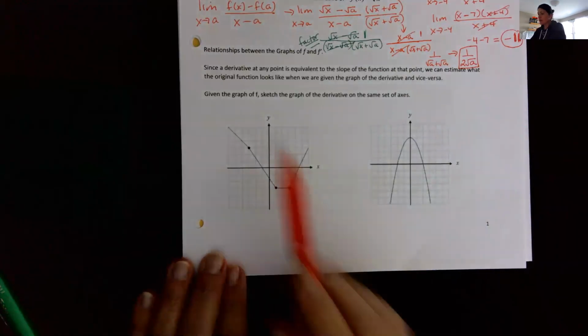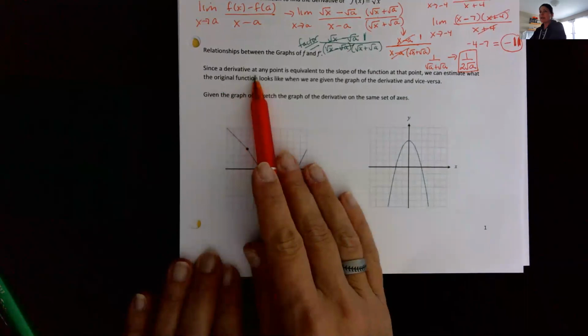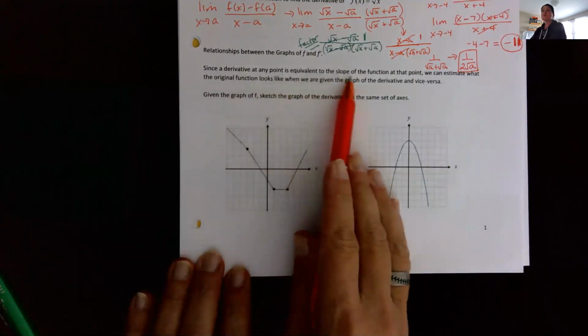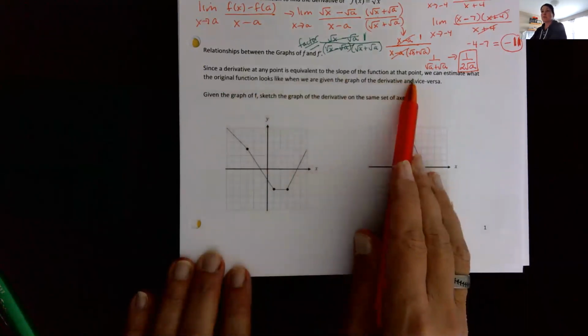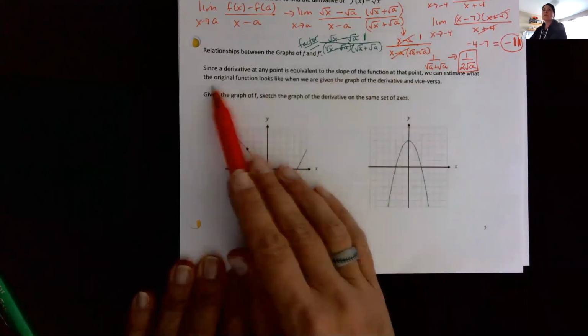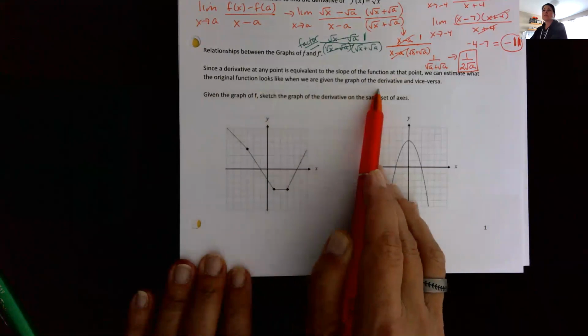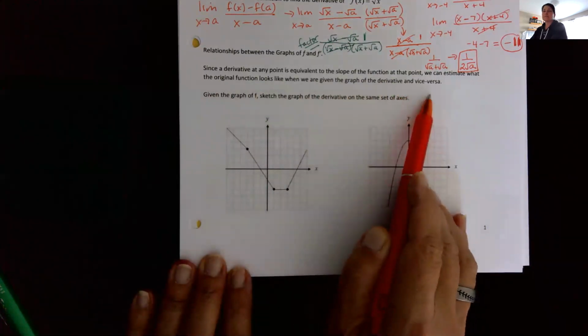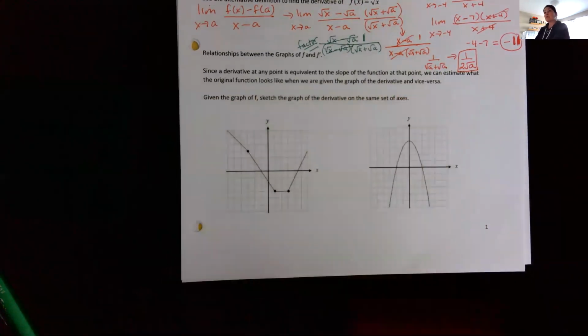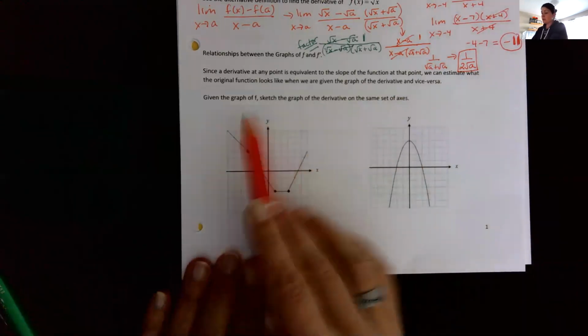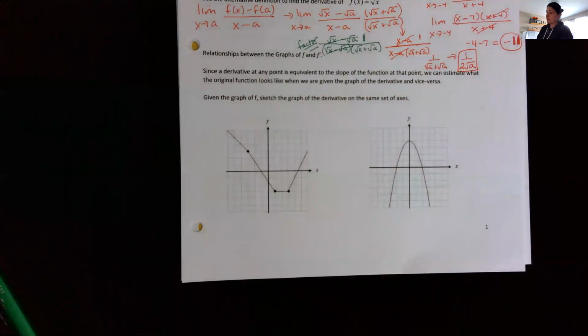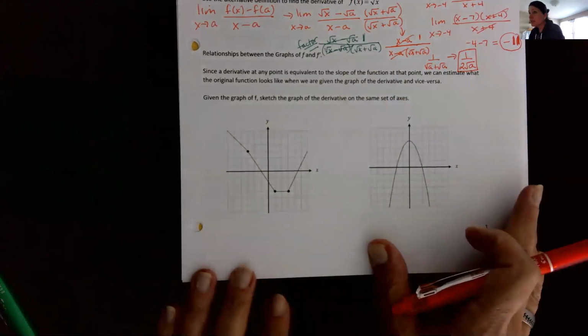Okay. All right. So since a derivative at any point is equivalent to the slope of the function at that point, we can estimate what the original function looks like when we are given the graph of the derivative and vice versa. Okay, so that's working backwards and forwards, from derivative to original, from original to derivative. Given the graph of f, sketch the graph of the derivative on the same set of axes. All right, here we go.